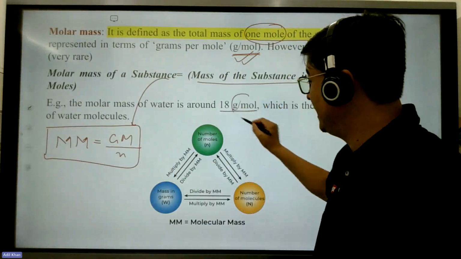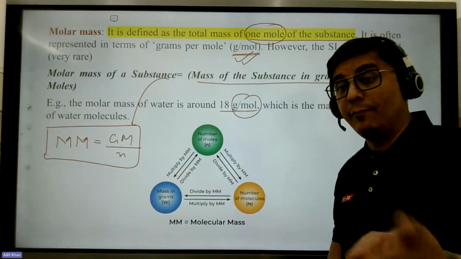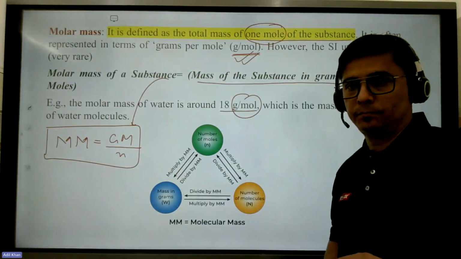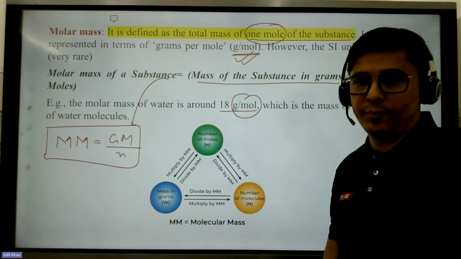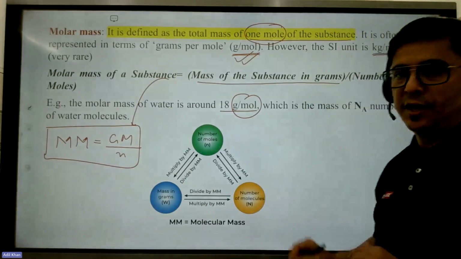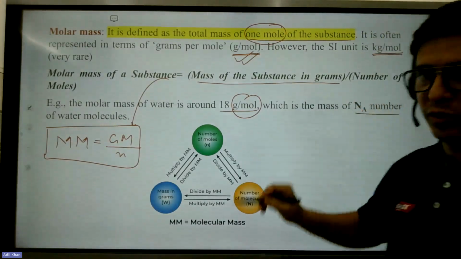The moment you write 18 gram per mole, it is molar mass. If you write 18 gram, it is gram molecular mass. If you write 18 U, then it is molecular mass. Molecular mass, gram molecular mass, and molar mass, which is the mass of Avogadro number of water molecules.